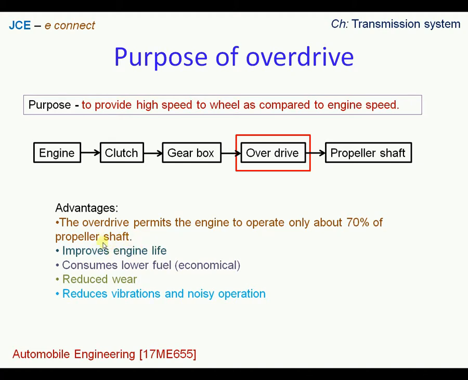Now, because of the advantage of multiplying the speeds, we have the following benefits. The overdrive permits the engine to operate at only about 70% of the propeller shaft speed, which is very attractive, and because of this the engine life can be prolonged, fuel economy improves, wear and tear can be reduced, vibrational issues can be brought down, and also the operation is not noisy. So these are some of the advantages associated with using the overdrive in the transmission system.